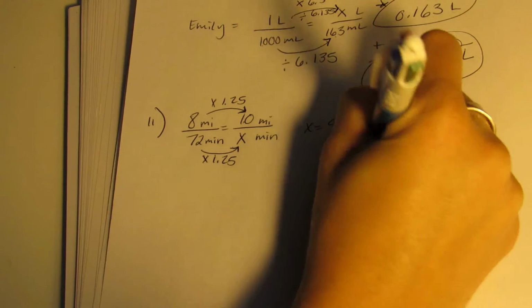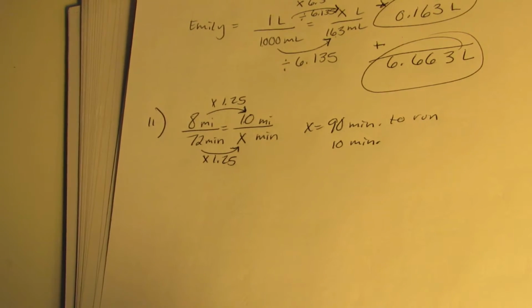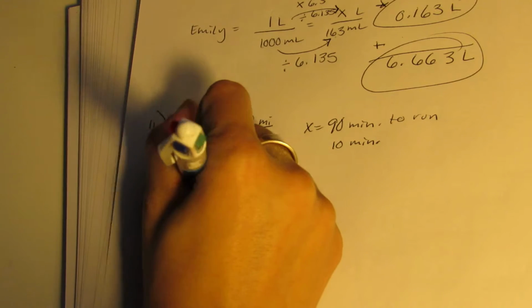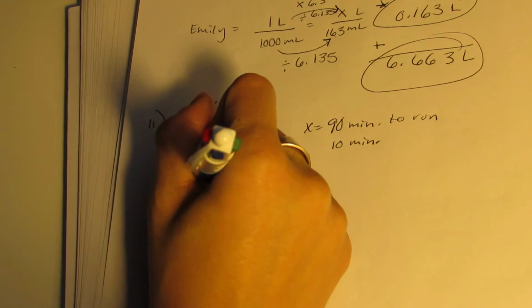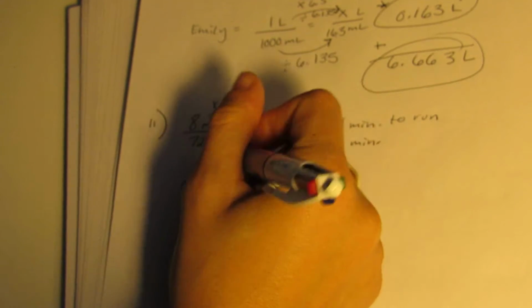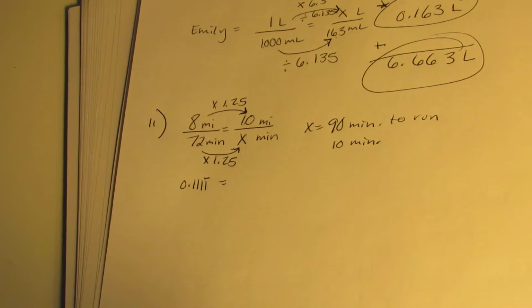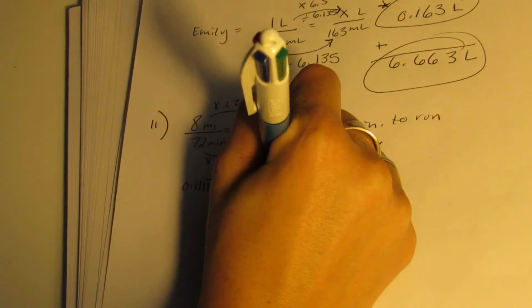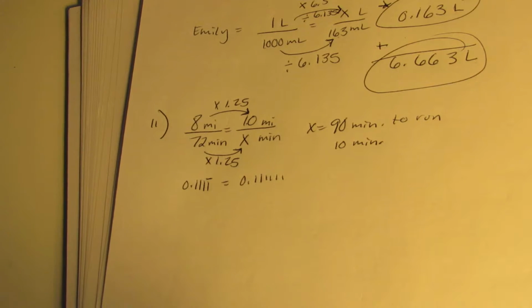10 miles, which is not realistic at all. That is super fast, unless you're an ultra runner. Okay? So again, how did I tell you you can check these? You can do 8 divided by 72 because a fraction is a decimal. You get 0.111111 repeating. Then you can also do 10 divided by 90. You get the same thing, 0.111111 repeating. Okay? So we were correct.